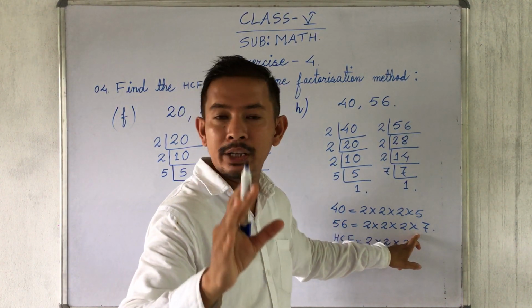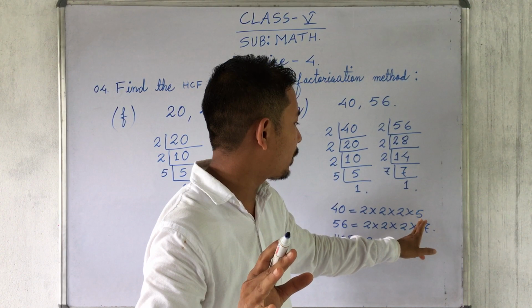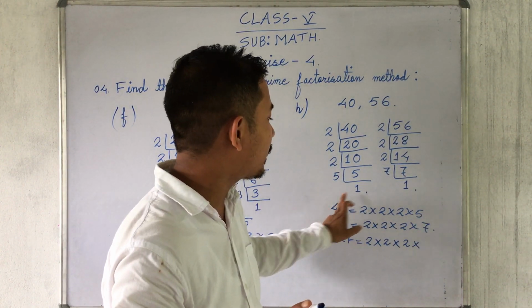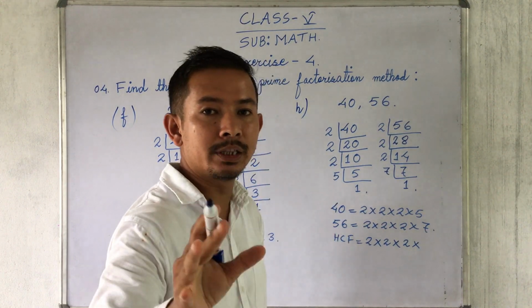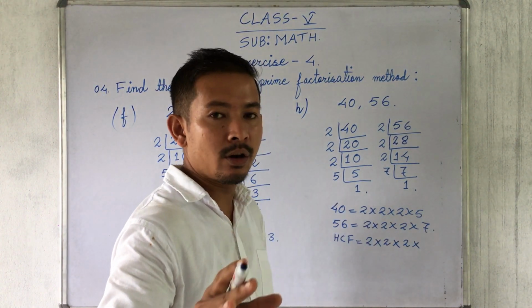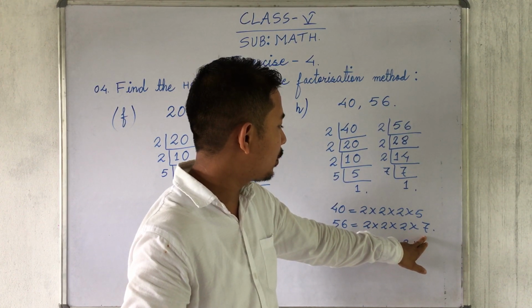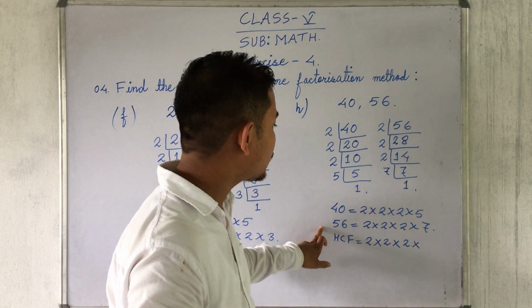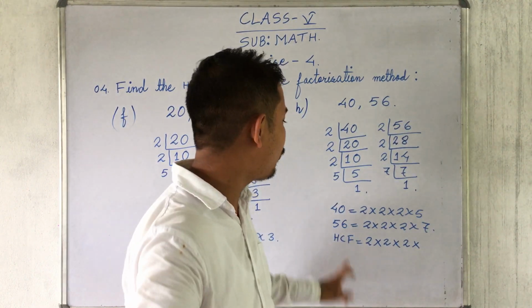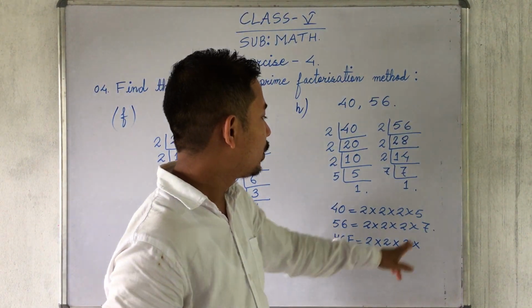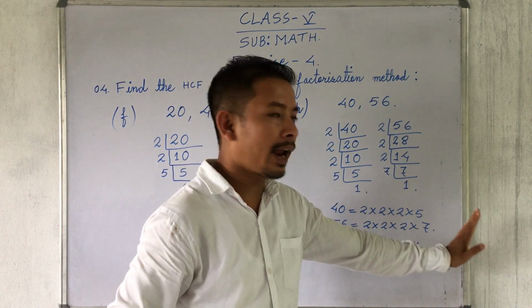This is the important thing you need to understand properly. Okay, keep it in your mind. 5 is a factor of 40, but it is not a factor of 56. So we cannot take 5 as a common. In the same way, if you see this 7, okay, 7 is a factor of 56, but this number is not a factor of 40. So that's why 7 also we cannot take as a common. So this 5 and 7 we cannot write again.